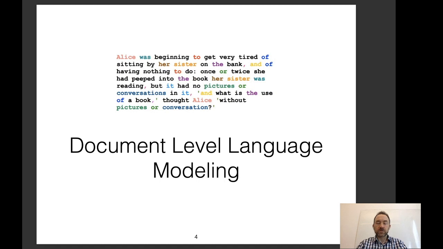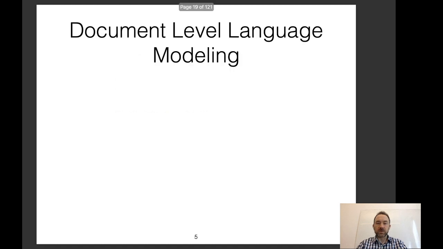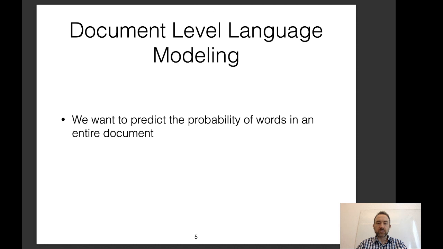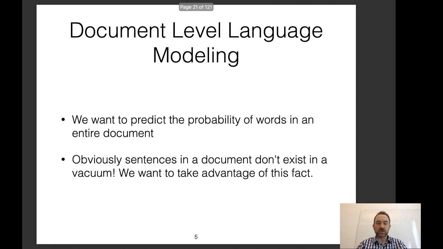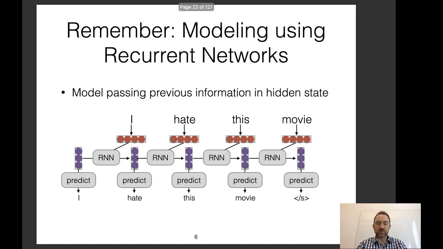So the first one I'd like to talk about is document level language modeling. Basically, we want to predict the probability of words in an entire document. And obviously, sentences in a document don't exist in a vacuum. You're likely to be talking about similar things in the next sentence as you were in the previous sentence, and we want to take advantage of this fact.